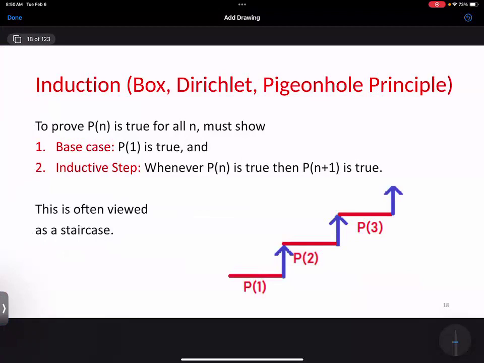So all we have to do is prove two things. We have to prove P1, and then we have to show that if Pn is true, then Pn plus 1 is true. For a lot of problems, if you know Pn is true, the goal is when you look at the expression for Pn plus 1, you try to find Pn lurking inside it because you know what that is by the induction hypothesis. So we call the first step the base case, and the second the inductive step.